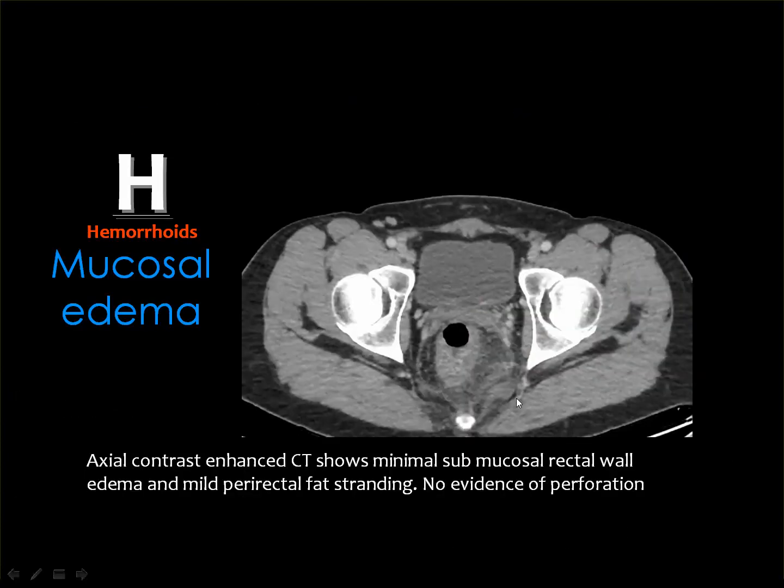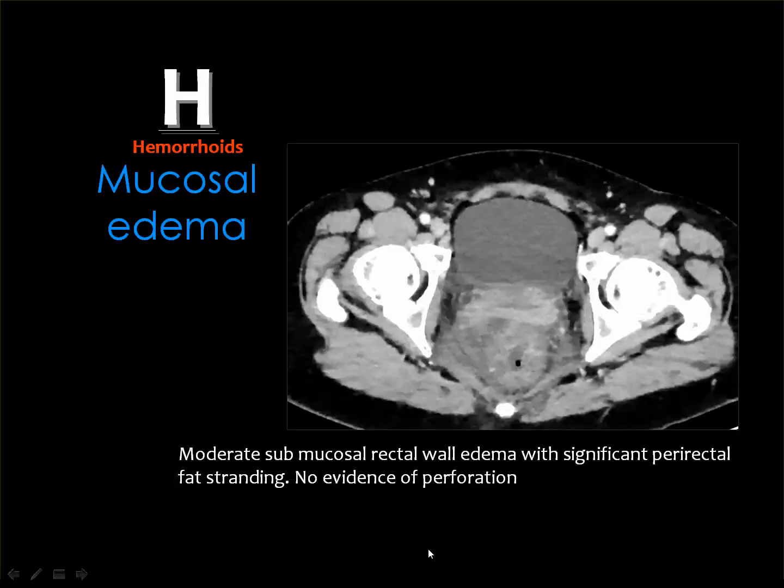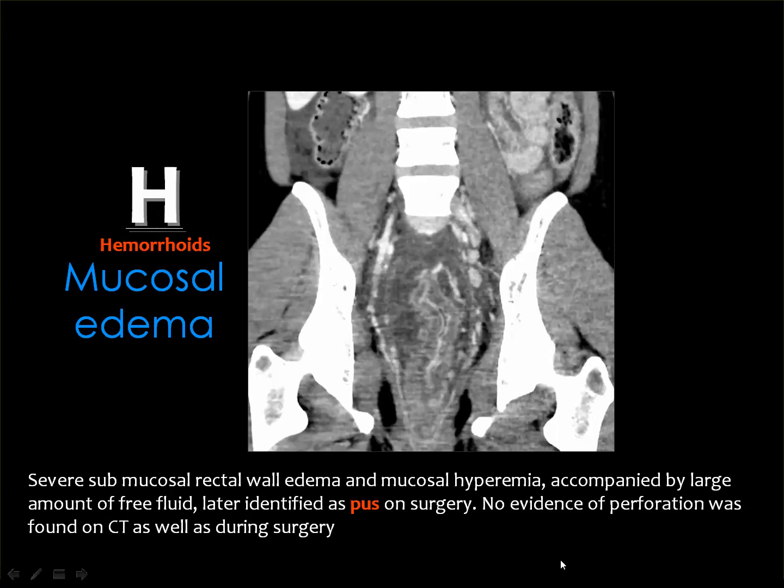Then this is a mucosal edema after hemorrhoidal surgery, and there are no signs of perforation. And this is considered the moderate degree of mucosal edema of the rectum with no evidence of perforation. And this is a severe degree of submucosal edema with congestion and dilated vessels, as well as fluid that has been proved on surgery to be pus.